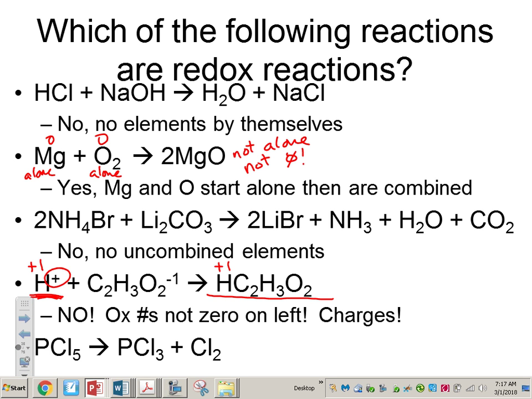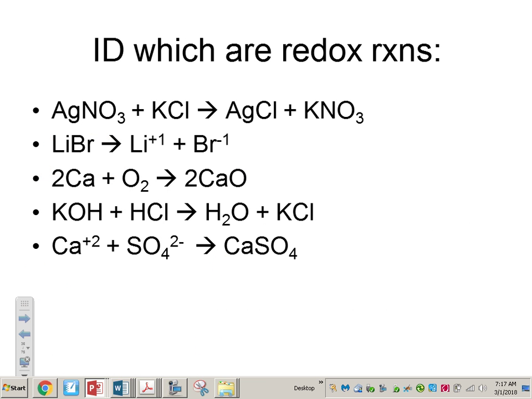Charges are not changing. The hydrogen starts at +1 because it tells you that. It literally says that. The H starts at +1 and it ends at +1. So it's not a redox reaction. The last one, however, is a redox reaction because this chlorine is by itself on one side and it is not by itself on the other side. So it will be a redox reaction.